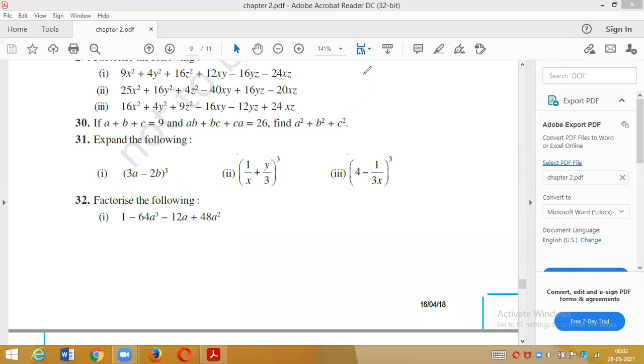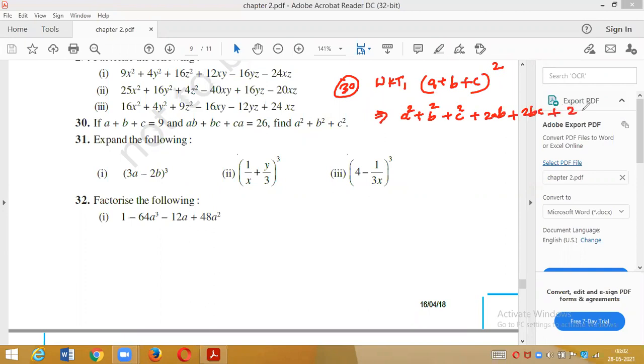But we have a formula. Which formula? We know that (a plus b plus c) whole square, and that is equal to what? a square plus b square plus c square plus 2ab plus 2bc plus 2ca. Correct?